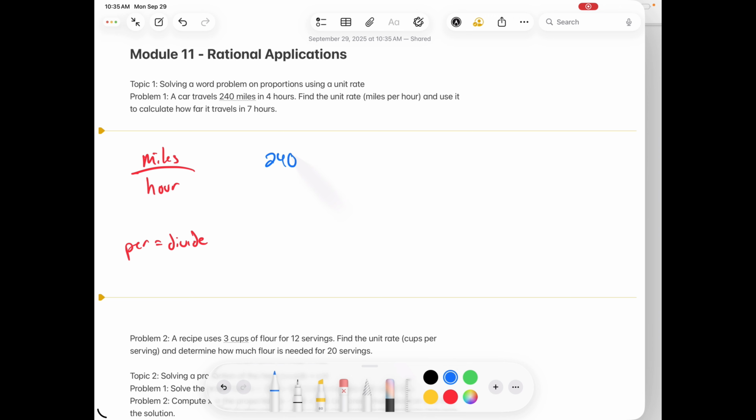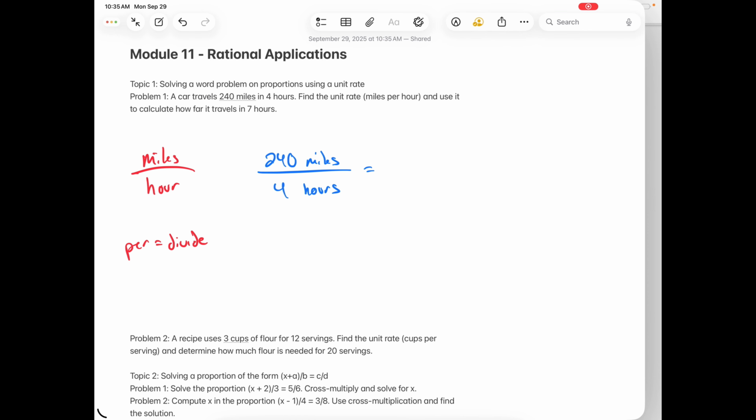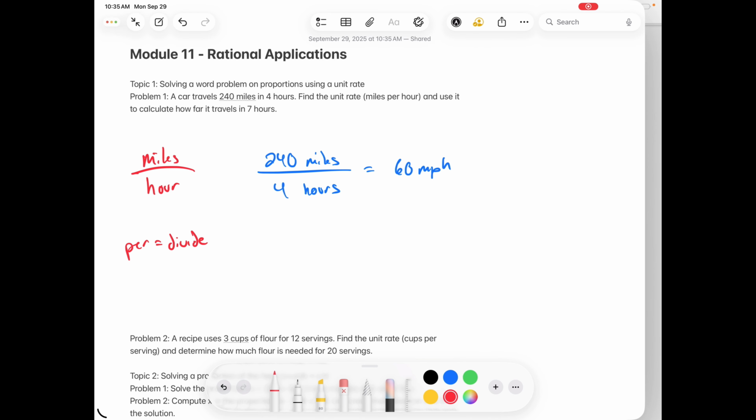So you do miles, 240 miles over 4 hours. By the way, when you do math, you actually do the units as well. So this is why you do miles divided by hours, which becomes miles per hour. So you are traveling at 60 miles an hour. And then it says use that to calculate how far you go in 7 hours.